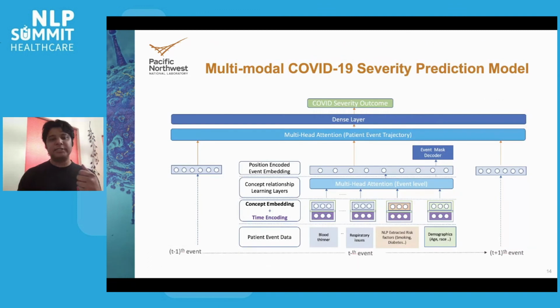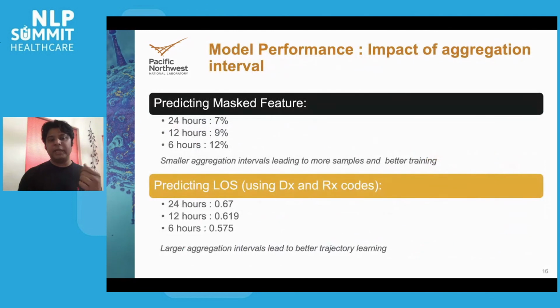And what we can see is that in the aggregation of the patient stay, there is a trade-off. If we aggregate the patient's information by 6-hour intervals, we get to 12% accuracy in filling in those missing entries. Once we take a pre-trained model into the fine-tuning step and try to predict the length of stay, whether the patient will be discharged in the next 3 days, we can also see a trade-off: increasing the aggregation intervals leads to improvement in performance.